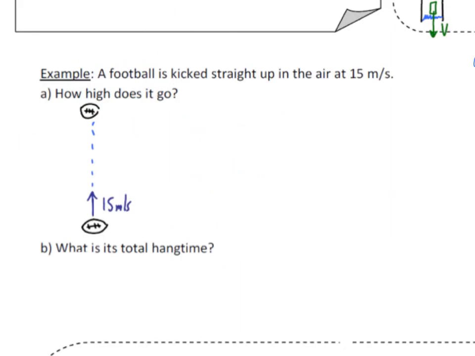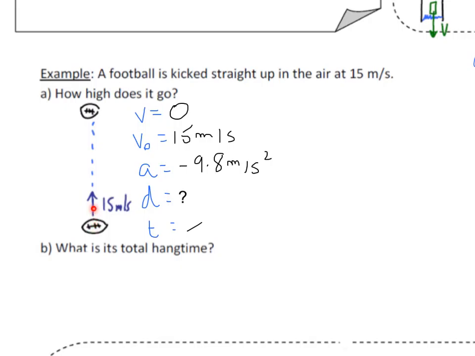Okay, let's look at the next question. A football is kicked straight up into the air at 15 meters per second. How high does it go? So here's our diagram of the football getting kicked up at 15 meters per second. We're going to start out by writing out all of our variables. When you kick the football straight up in the air, when it reaches its maximum height, the velocity is 0. The reason is that it has to stop for it to be able to come back down again. V initial is 15, a is negative 9.8 meters per second squared.